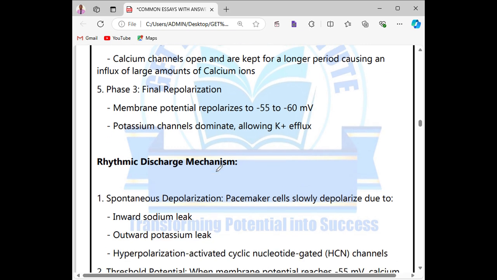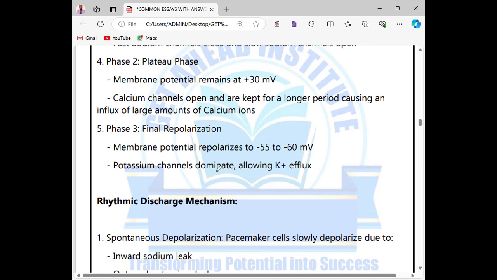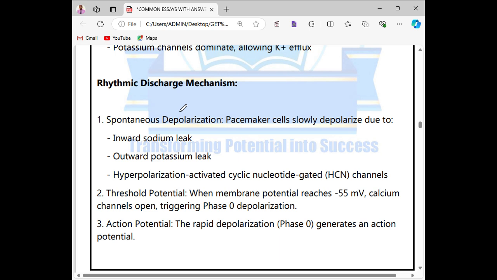So that was with regards to the action potentials. Now, when we talk about the rhythmic discharge mechanism, I will be quick on this one. This is one essay. I'm just giving you the key points that you should not forget to write. I'm showing you how to write an essay by including the necessary components.